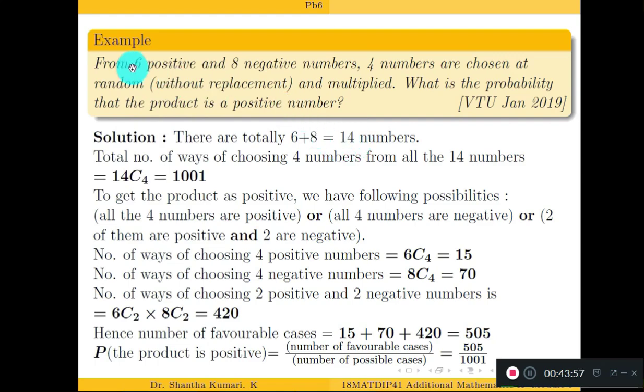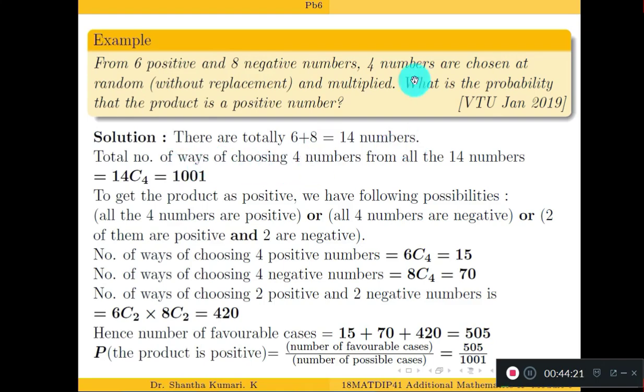So totally how many numbers are there? It is mentioned that there are 6 positive and 8 negative numbers. So without any condition, 6 plus 8, a total of 14 numbers are there. Just like your previous example, graduates and non-graduates, here 6 are positive and 8 are negative, totally 14 numbers.